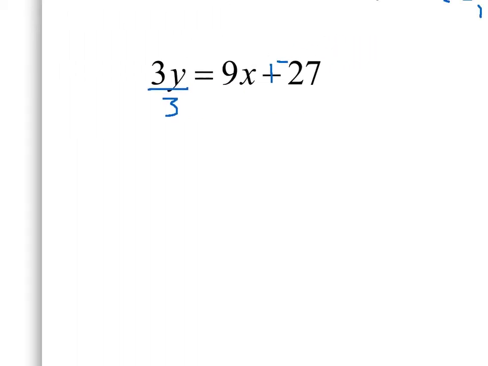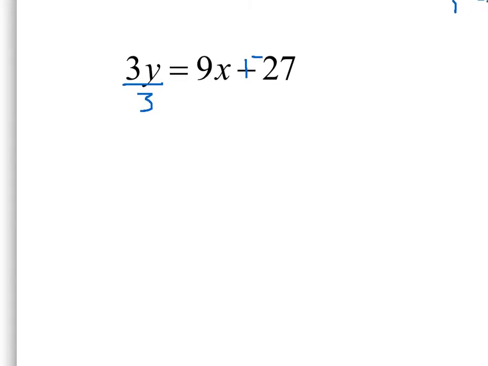Now this is where we have to be really careful. If we divide one side of the equation by 3, we have to divide the other side of the equation by 3. But how many parts are there to this side of the equation? 2. There are 2 terms here on this side of the equation. We have to divide both terms by 3. So it's actually using the distributive property.